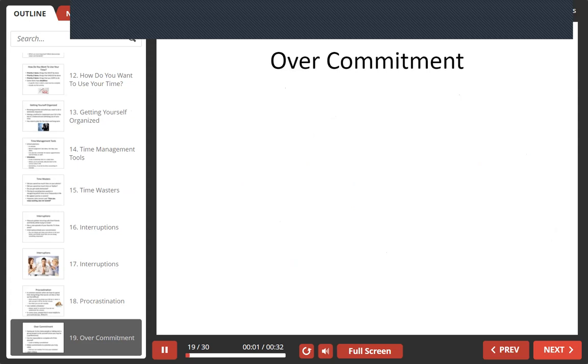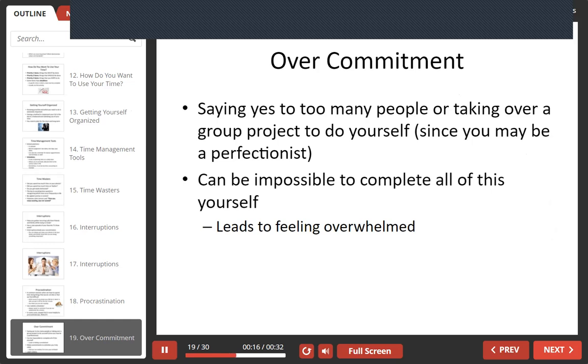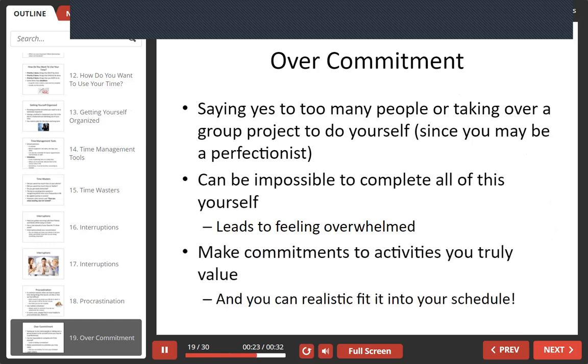So what exactly is overcommitment? Overcommitment is when you say yes to too many people, or you take over an entire group project to do yourself since you may be a perfectionist. But it can be impossible to complete all of this yourself because it leads to you feeling overwhelmed, so why do it? You make commitments to activities that you truly value, but you must realistically fit it into your schedule. Limit stress as much as you can.